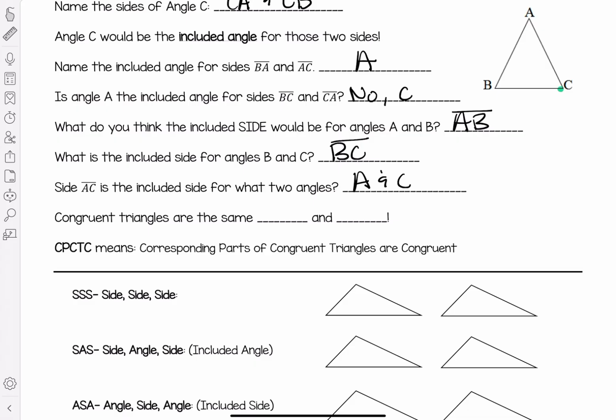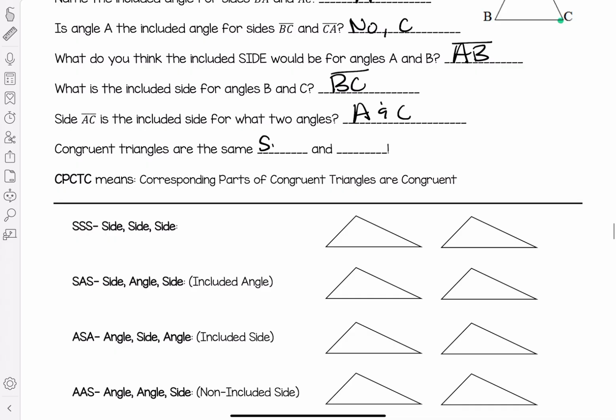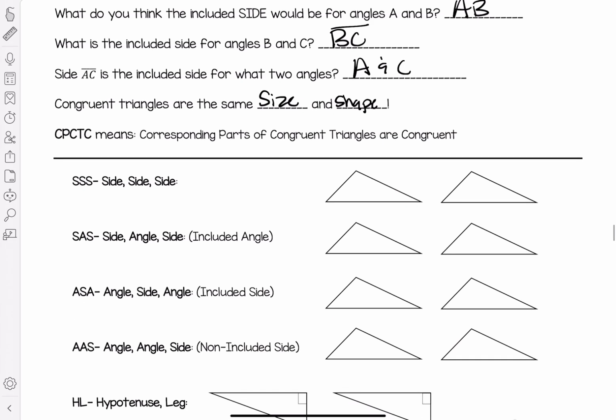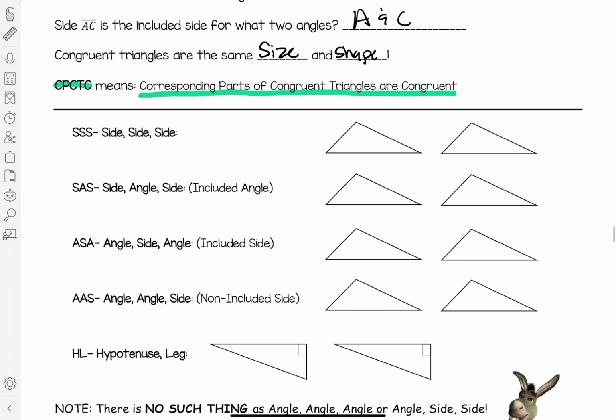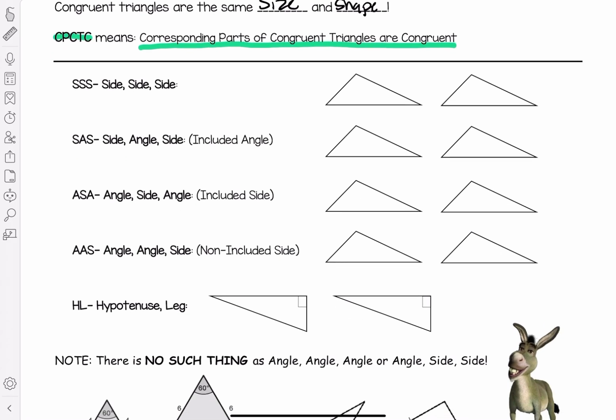Now, we want to remember that congruent triangles, they are the same size and they are the same shape. So make sure those are the two things that we remember. If you ever see this, CPCTC, this is saying corresponding parts of congruent triangles are congruent. Basically, it's taking this whole sentence and writing it so you can just write it as 5 letters. Okay? So, based on that, let's practice what the different theorems would look like.